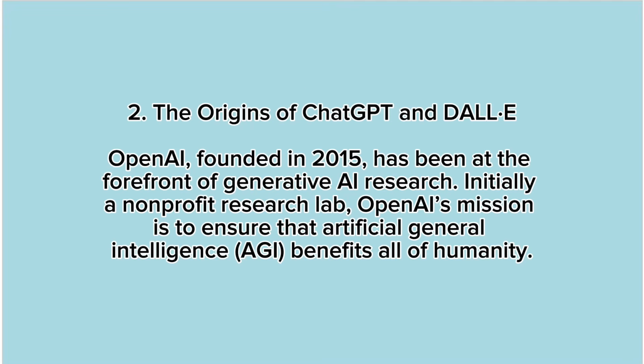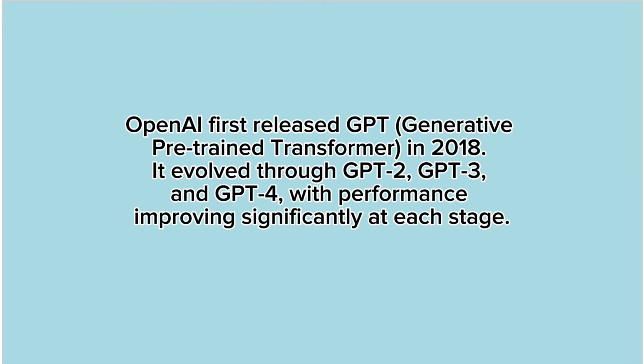2. The origins of Chat and DALL-E. OpenAI, founded in 2015, has been at the forefront of generative AI research. Initially a non-profit research lab, OpenAI's mission is to ensure that artificial general intelligence (AGI) benefits all of humanity. OpenAI first released GPT (Generative Pre-trained Transformer) in 2018. It evolved through GPT-2, GPT-3, and GPT-4, with performance improving significantly at each stage.